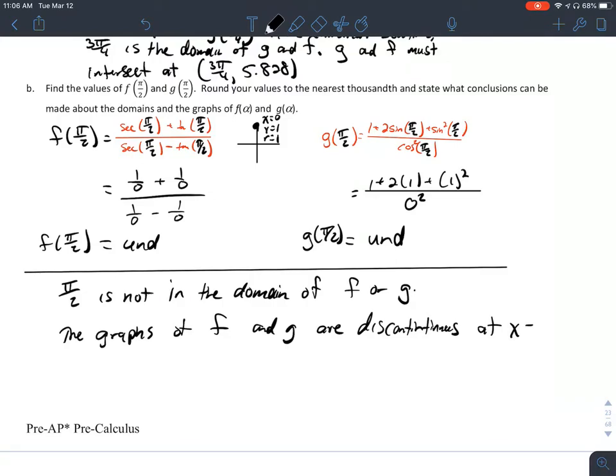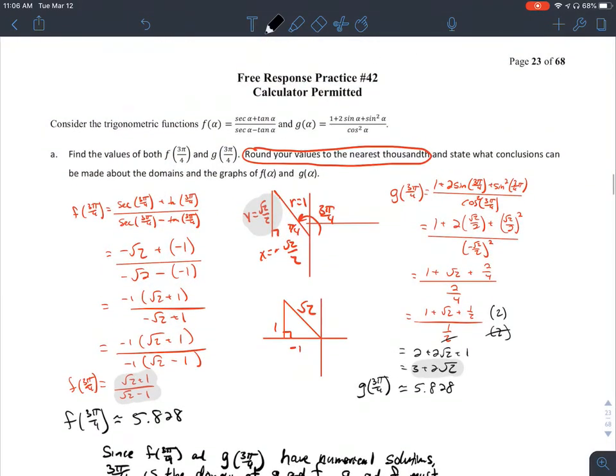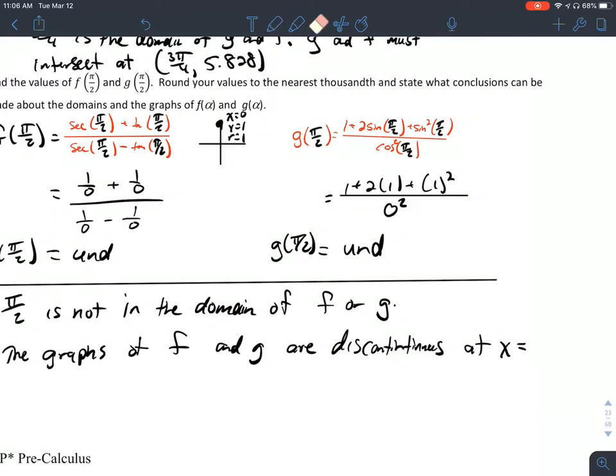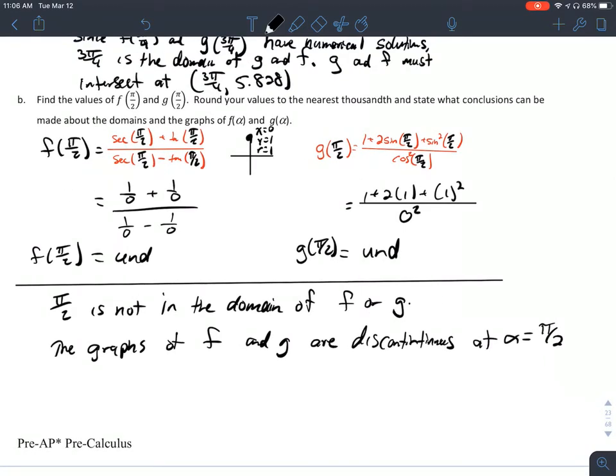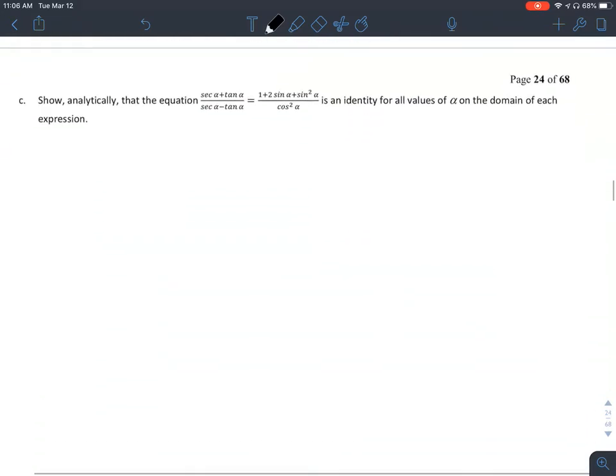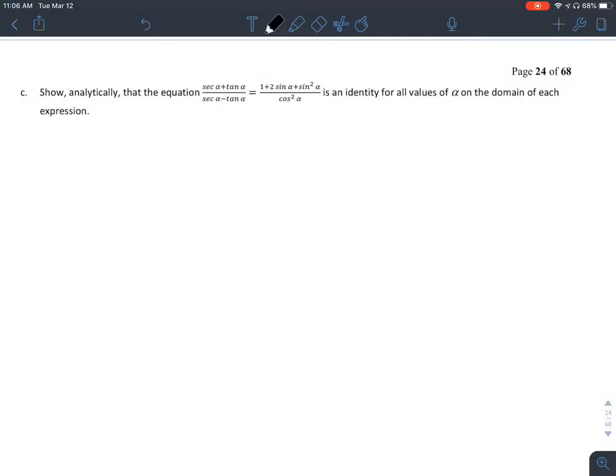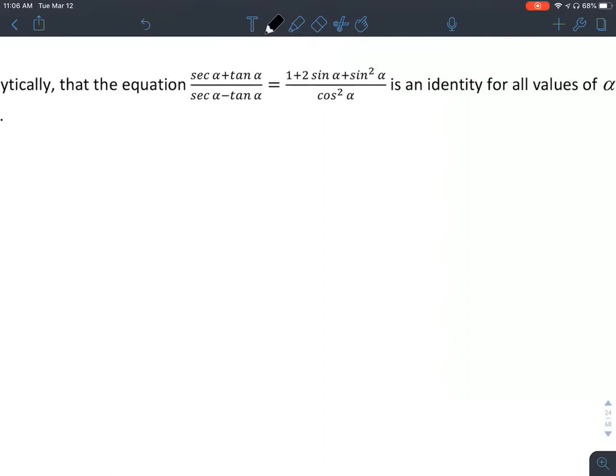At x, was this x? Alpha. At alpha equals pi over 2. If you know anything about the graphs, you would know the vertical asymptotes, but just in general terms, from the information just in here, if we didn't have previous knowledge, we would know it's discontinuous. Could be a hole in the graph, could be a vertical asymptote, but discontinuities cover both of those. Good enough. Part C. Show analytically that these are equal for all values of alpha. Oh, it's a thing that we just did.